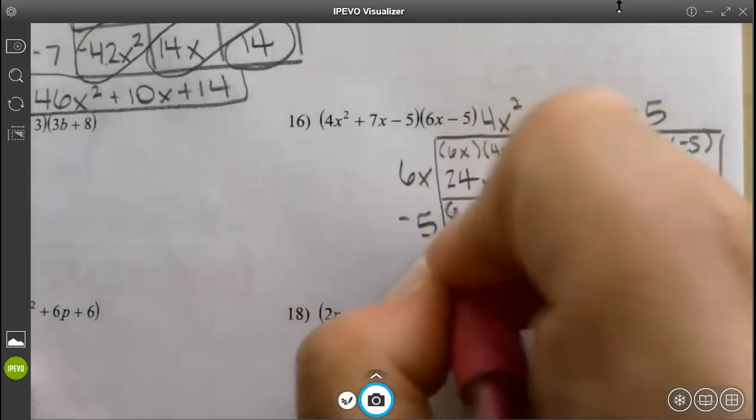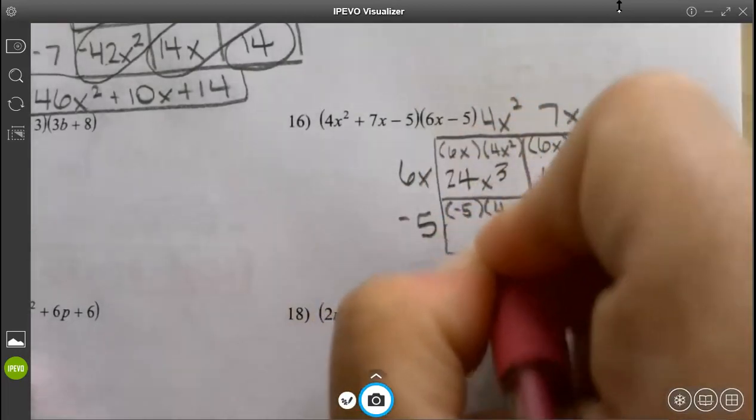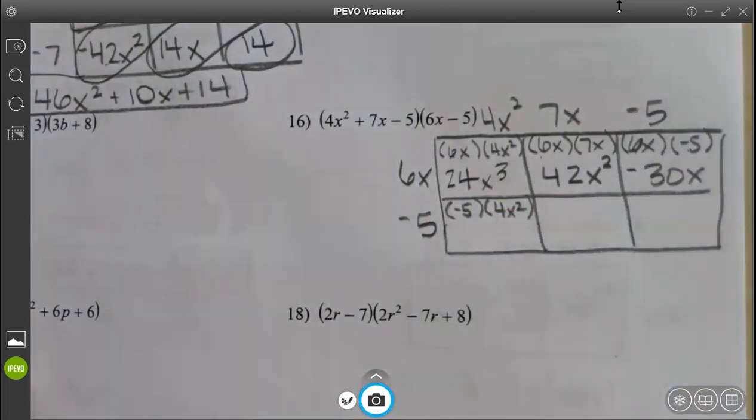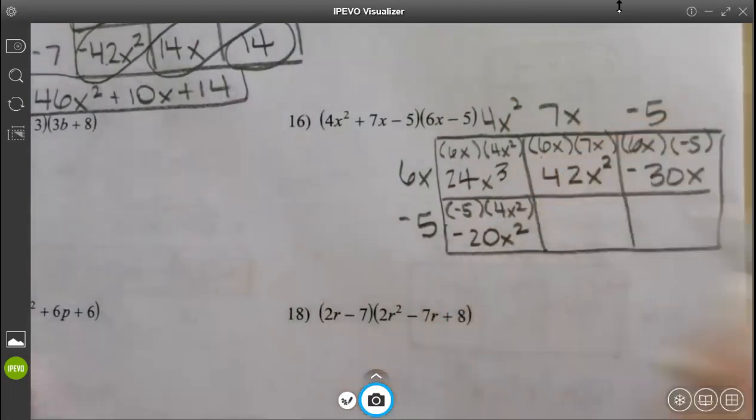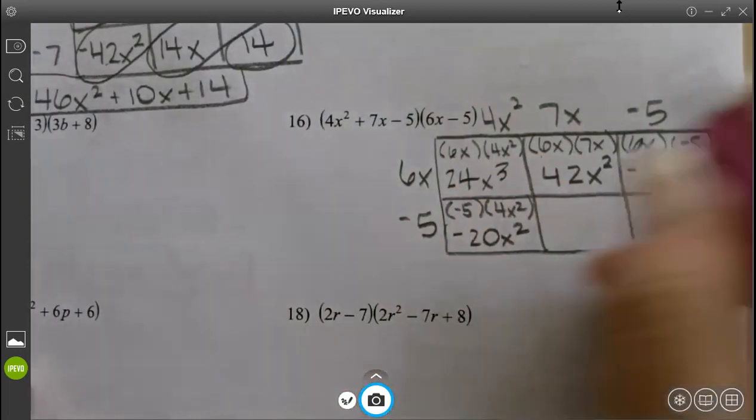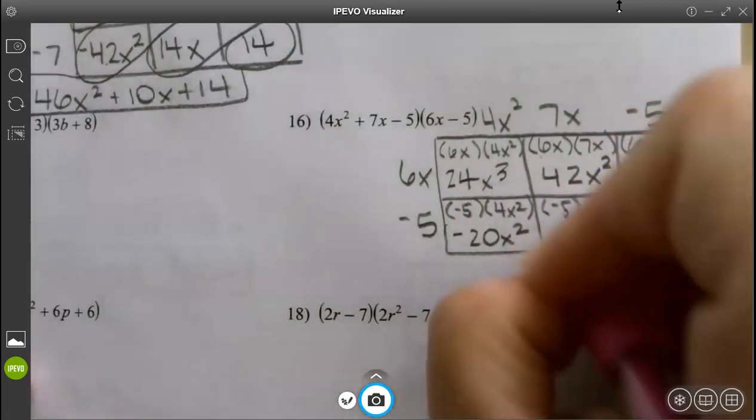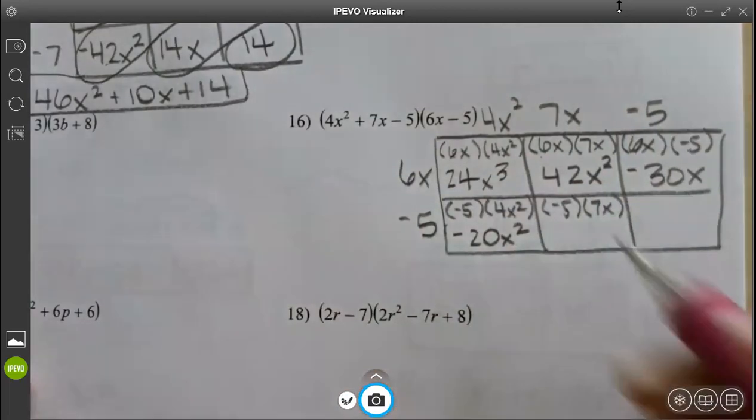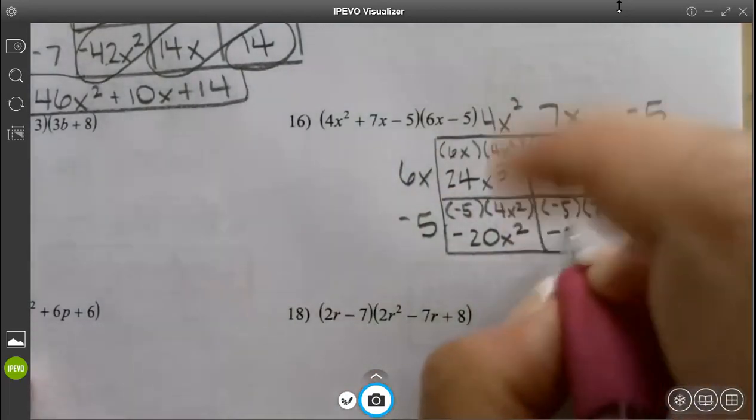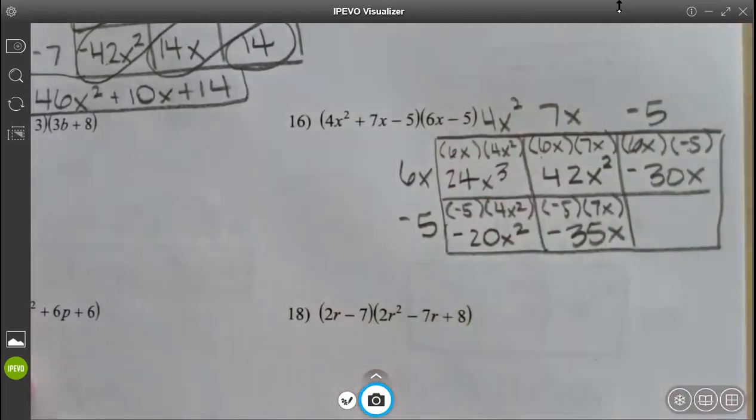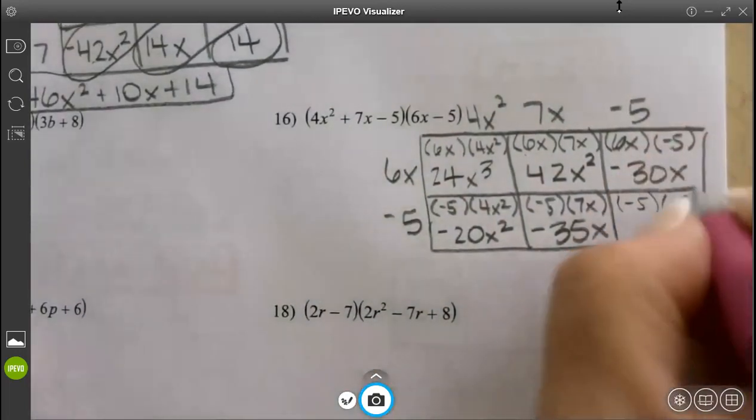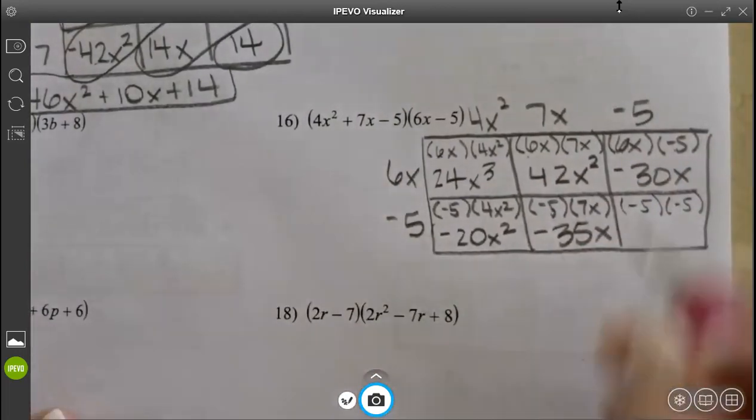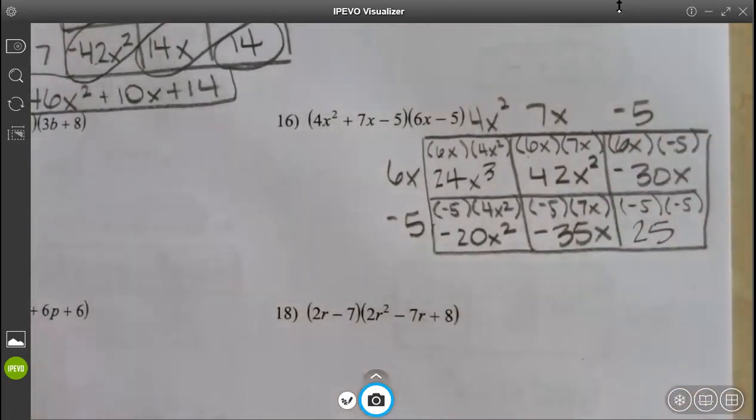Across the bottom, we have a negative 5 and a 4x squared. Negative 5 times 4 is negative 20x squared. We have negative 5 and 7x. Negative 5 times 7 is negative 35, and there's only 1 x. And then in the last box, negative 5 times negative 5 is a positive 25.